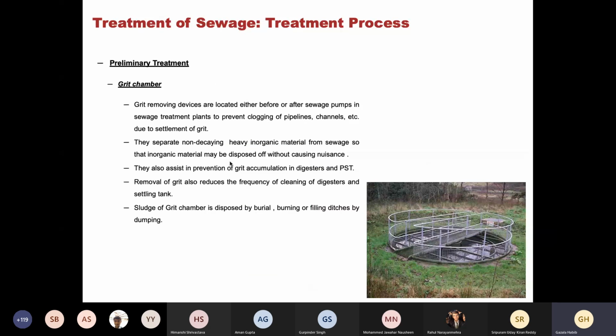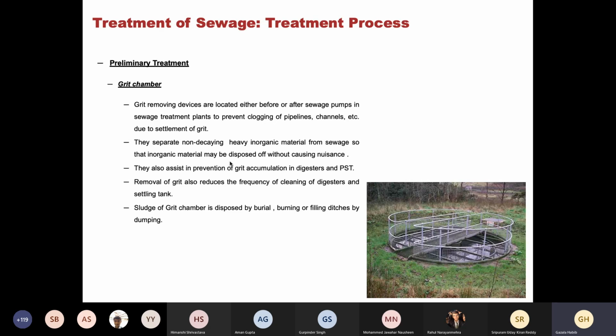So grit chamber is a grit removing device located either before or after the sewage pump. Generally the whole purpose of removing this inorganic material, wood logs, and debris is to save the pumping station, right?